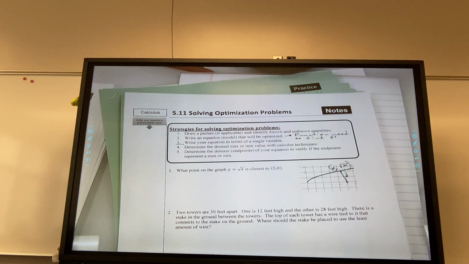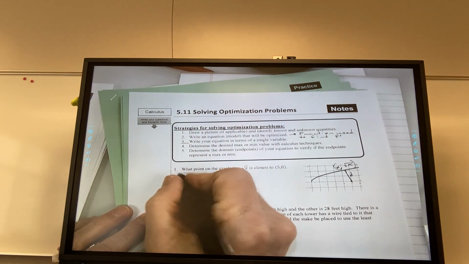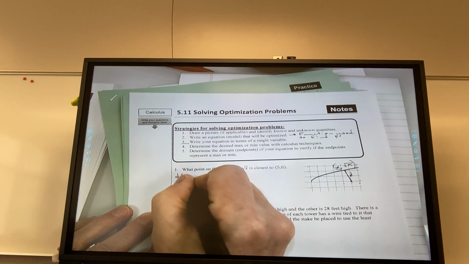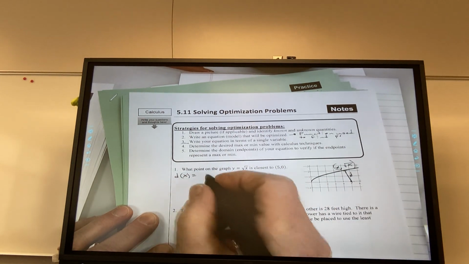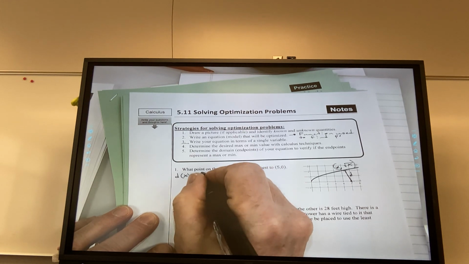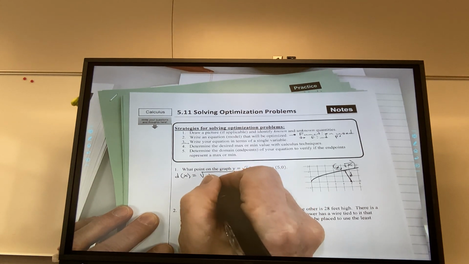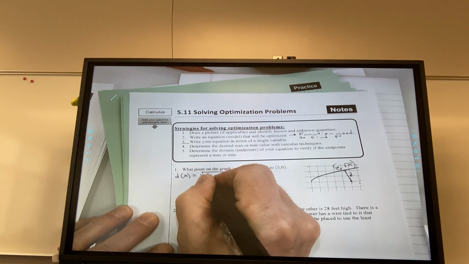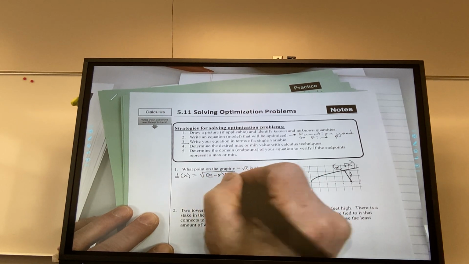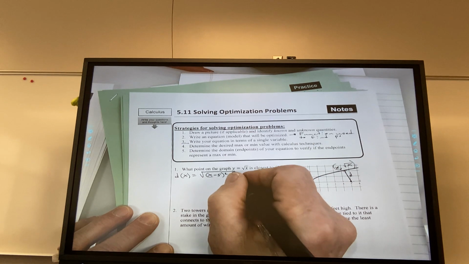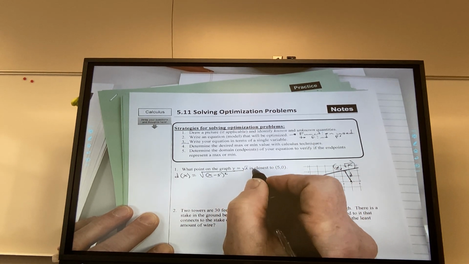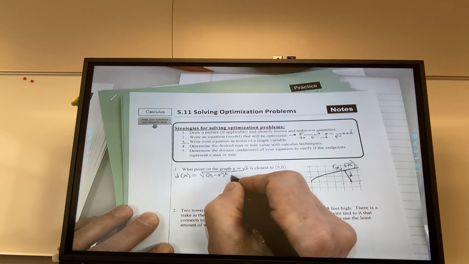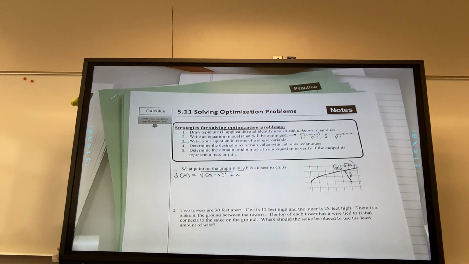And then we came up with an equation that looked like this. D of x, that distance right here, can be expressed as the square root of x minus 5 squared, and I think we had the square root of x minus 0, which was the square root of x, and then we squared it and came up with something like that. Am I correct?